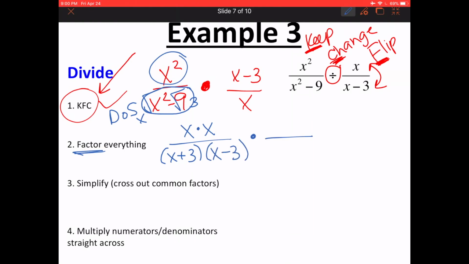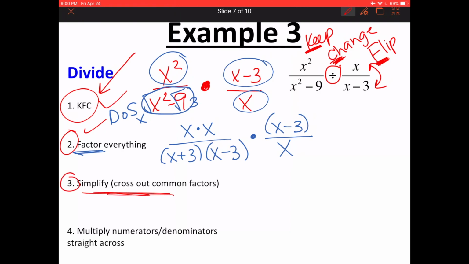For my second numerator here on the right, x minus 3, there's nothing to factor there either. I am going to put it in parentheses, again, as a reminder to us that they are glued together with that minus sign. We cannot separate them. And then in my denominator, I just have x. So there goes step 2. I have factored everything. Let's go to step 3.